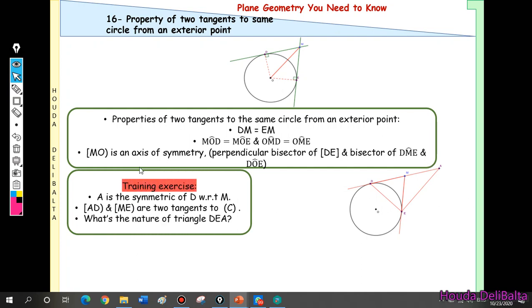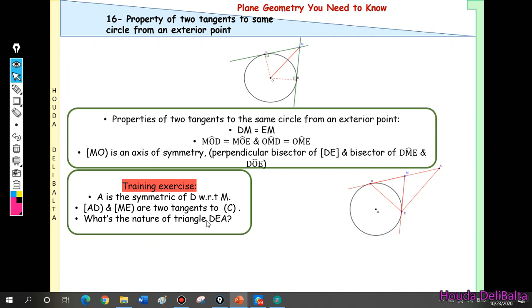Here is a figure, and here we have that A is symmetric of D with respect to M, so we can conclude that M is the midpoint of DA. AD and ME are given as two tangents, as you see here. We can say that MD and ME are also two tangents starting from the same point M.